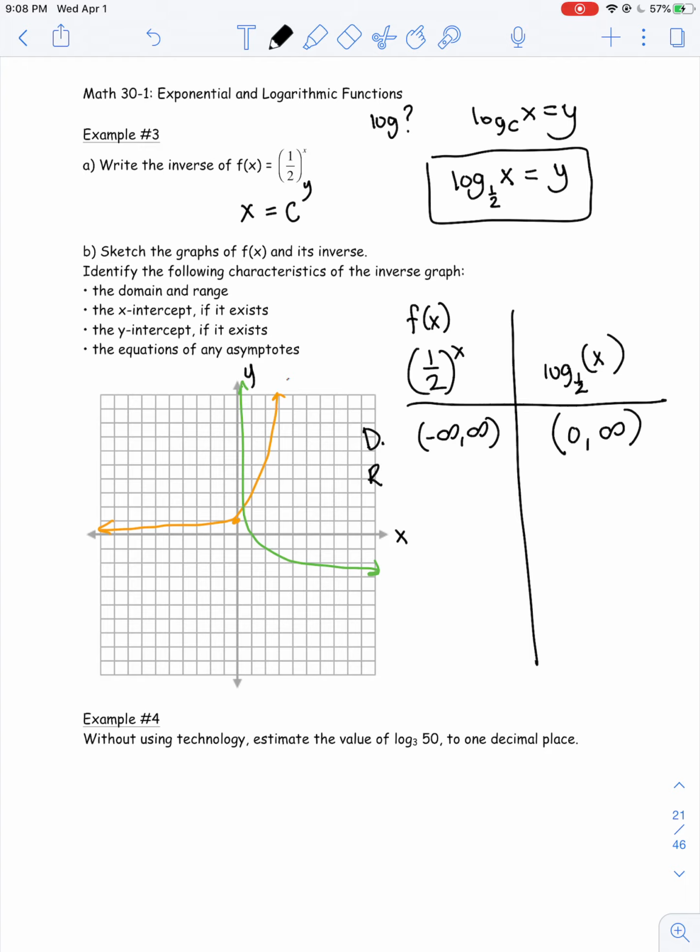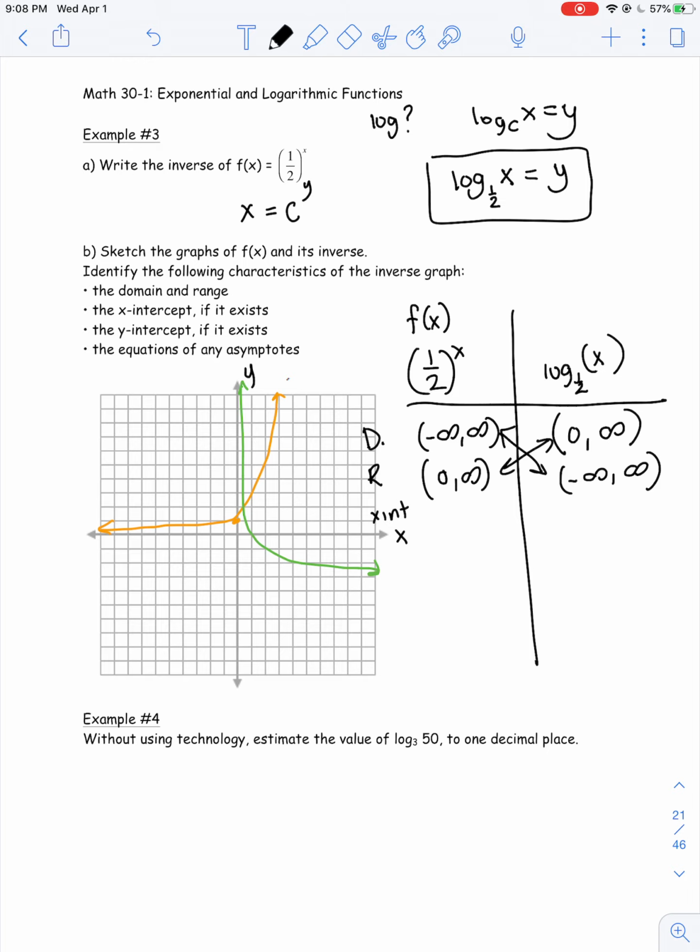Then our range, you'll see that they switch features. So this one will have the same features, and then these guys will have the same features. So our range is going to be from 0 to infinity. And our range for the logarithmic function is going to be from -infinity to +infinity. So you should see that they switch features. Whatever's true for x becomes y, and whatever's true for y becomes x. So that's what always happens in inverse functions.